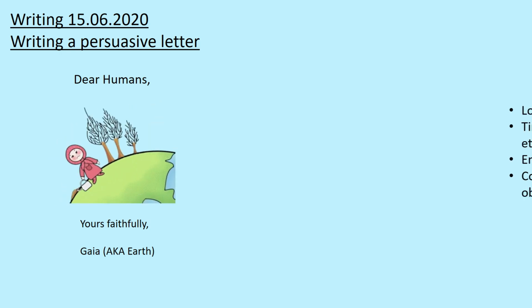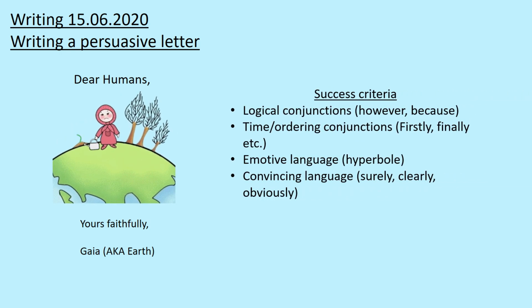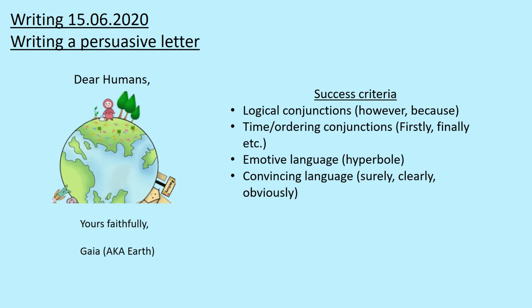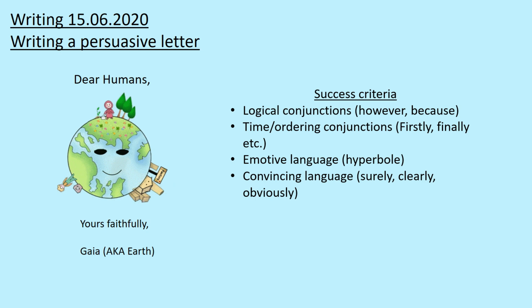Now, in order to be persuasive in this letter, we're going to use logical conjunctions, we're going to use time ordering conjunctions, we're going to use emotive language, and we're going to use convincing language in order to win our argument.